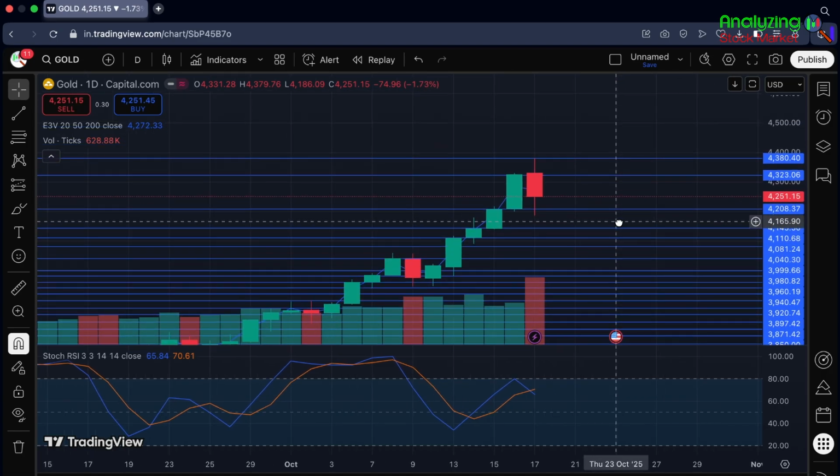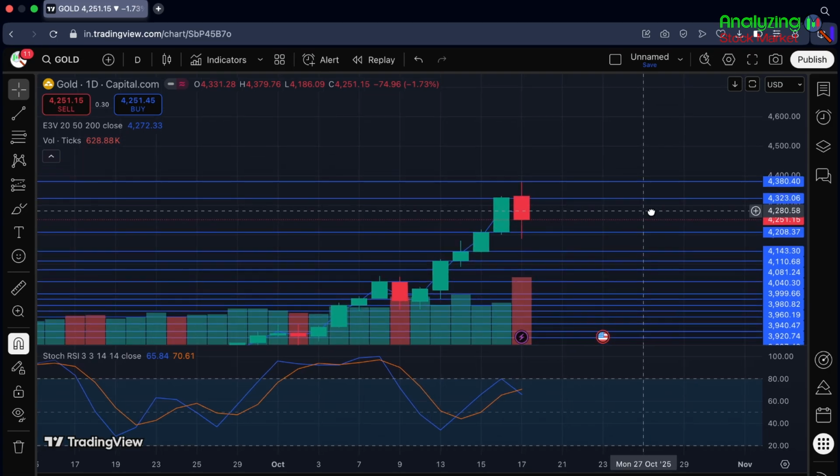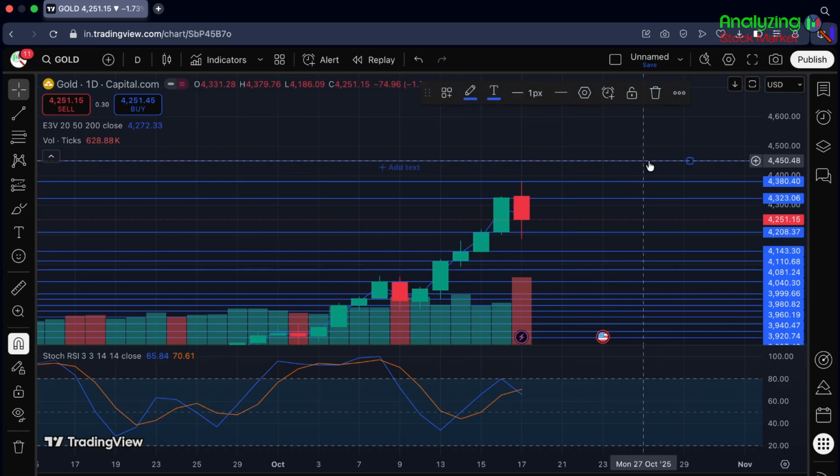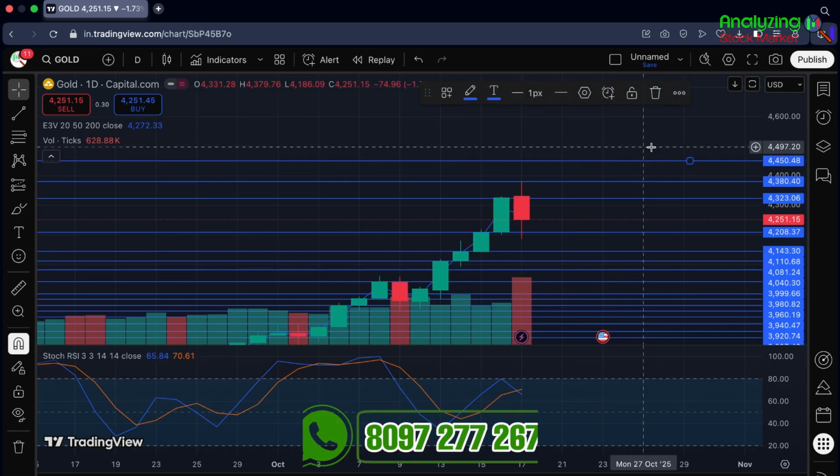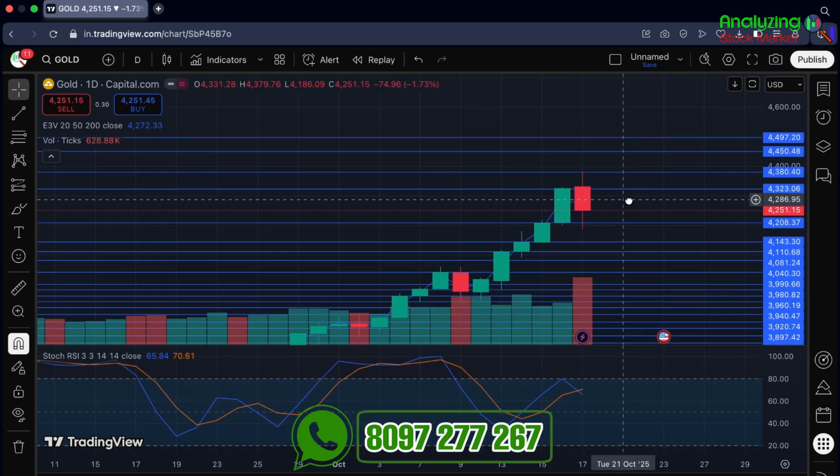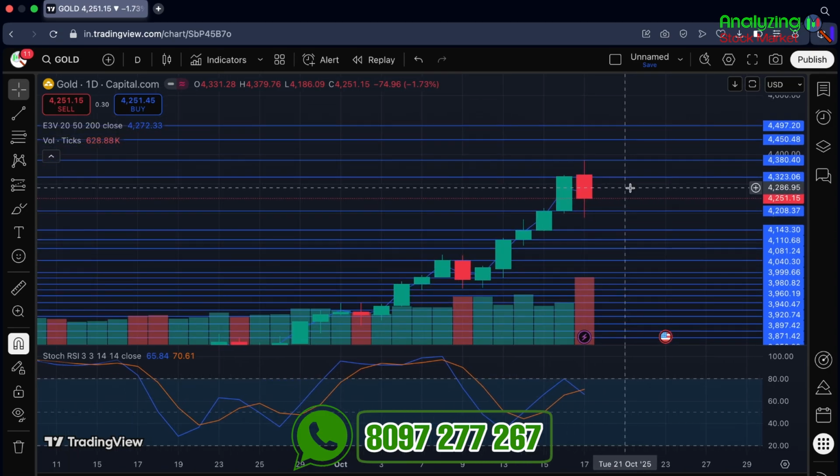Currently we have to mark some important support zones and resistance zones that we can see in this area. So I'm marking such important levels. Do consider marking them on your chart as well. I have almost marked some important levels which will be helpful for this week.